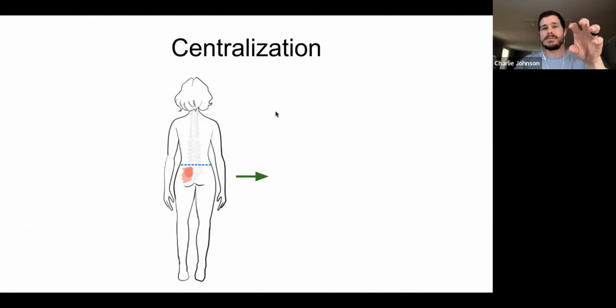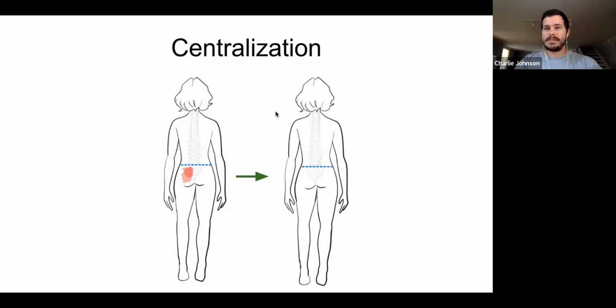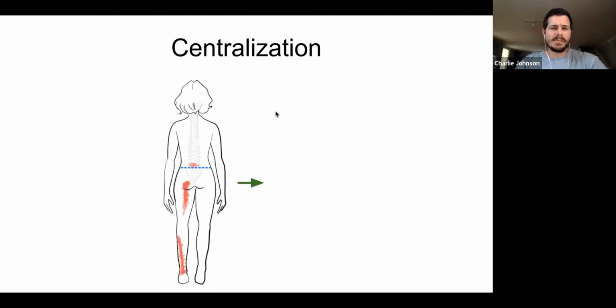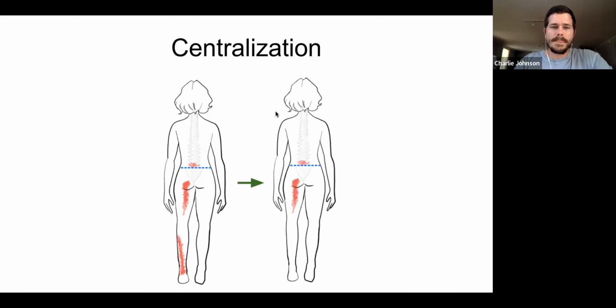Or maybe you start with symptoms in your butt and they go away. That is what we will also define as centralization. Your symptoms abolish, they go away. Or maybe you have symptoms all the way down your leg, through your calf, even into your foot. But you do some different motions and now my calf is better, but man, my hamstring's on fire and my back hurts. That is centralization.